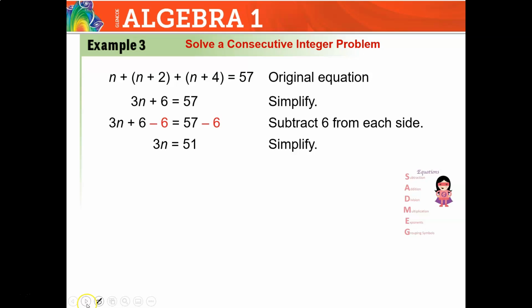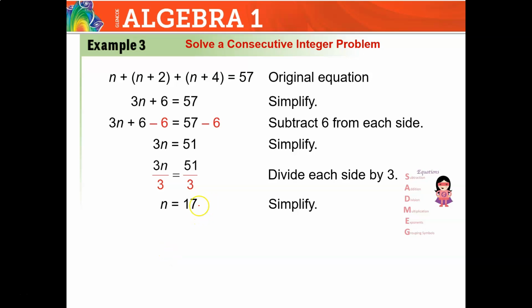So our next step would be to divide by 3. We get n is equal to 17. So that's our first odd integer. Then we need to add 2 to get 19 for our next odd integer, and add 4 to 17 to get our next odd integer. So our 3 odd integers are 17, 19, and 21.